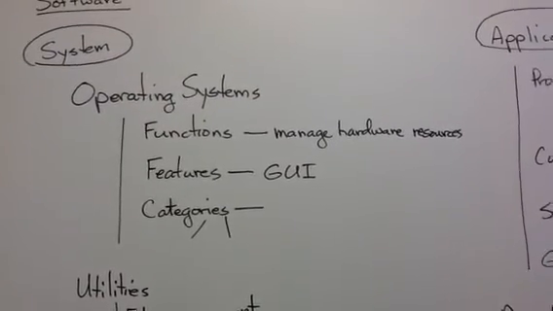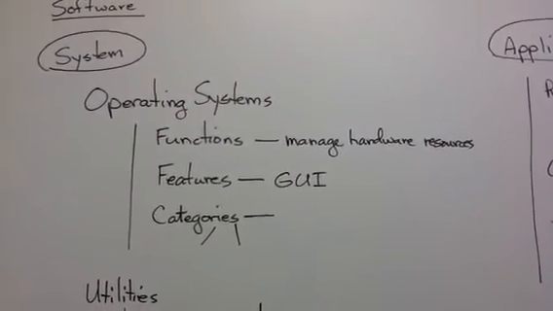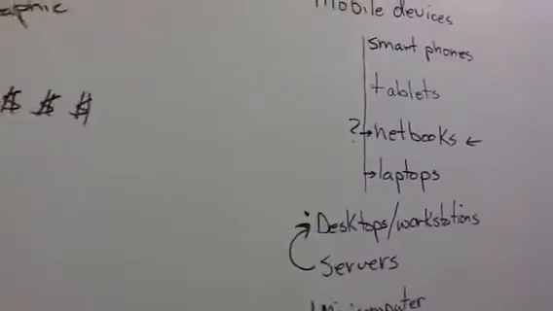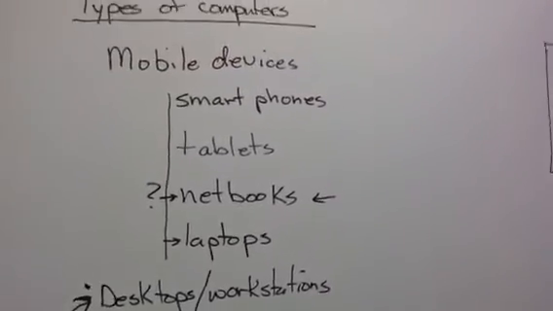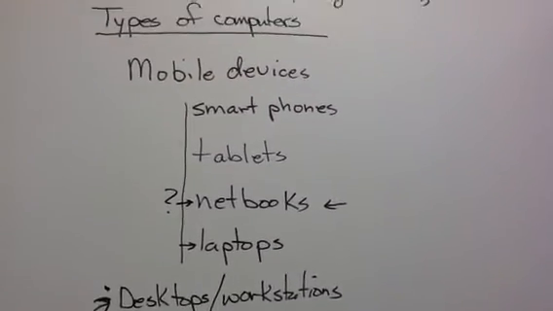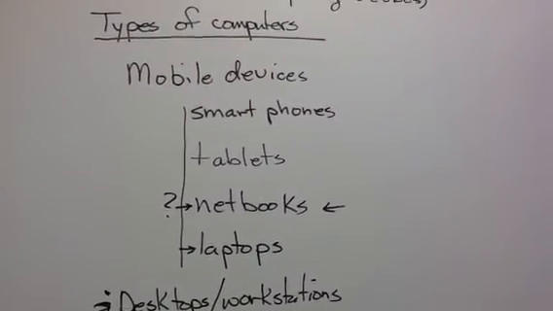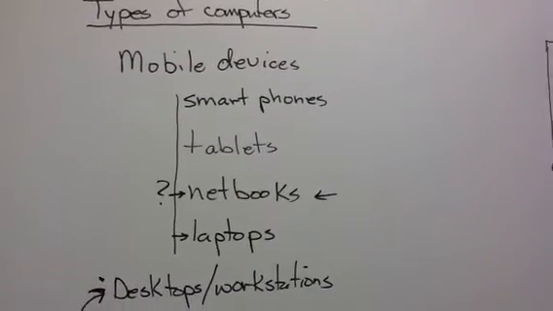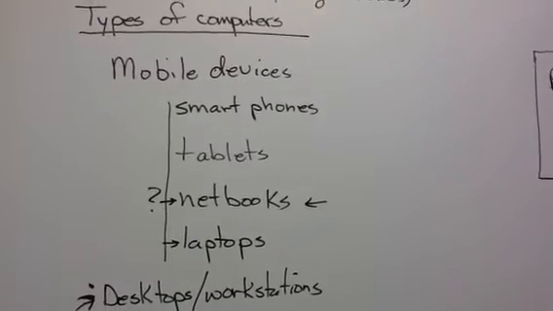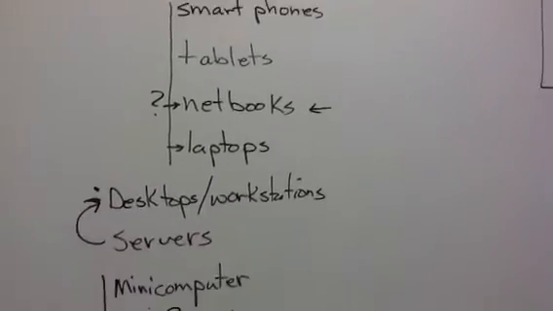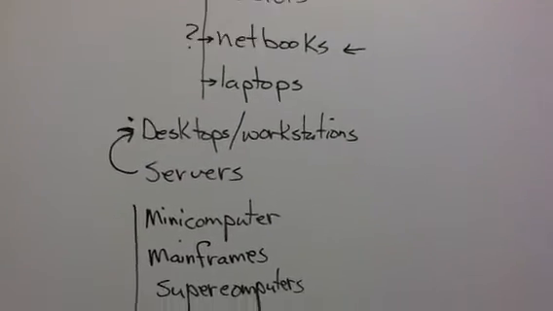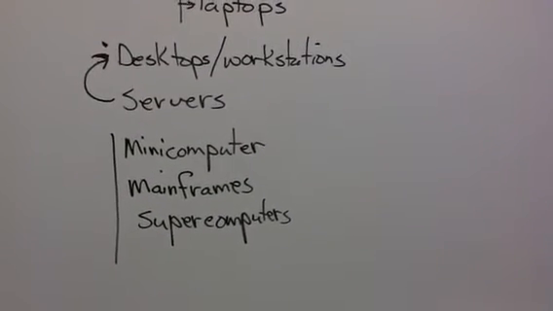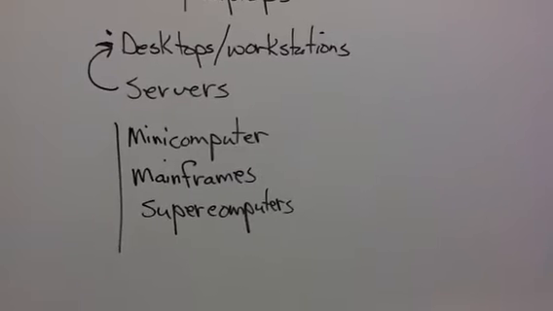There's other features that are unique to certain operating systems. Categories: we have operating systems that run on different devices that we have. So for example, smartphones, 2 major types of operating systems for the smartphone, whether you're going with an Apple product or a non-Apple product. Same thing with the tablets, netbooks, laptops, and so forth. We have operating systems that will run on servers, desktops, and another whole different category of operating systems that run on mini computers, mainframes, and supercomputers.